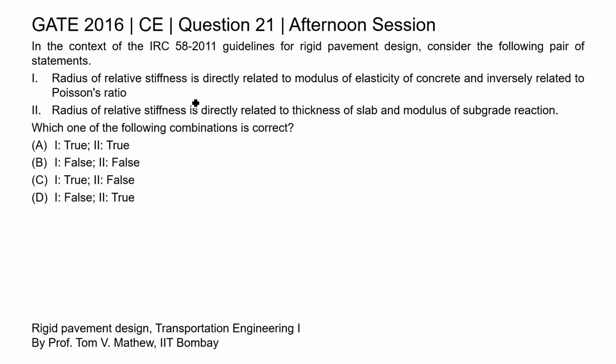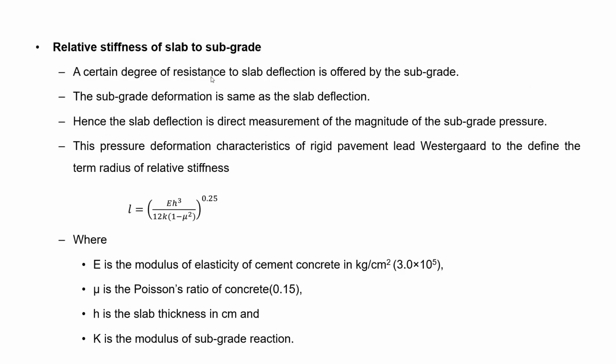So, in this question, two statements are given in the context of IRC 58 2011 guidelines for rigid pavement. We need to identify which statement is correct. This question is from the topic of design of rigid pavement. You may study about design of rigid pavement and all these terms, radius of relative stiffness and other related topics in detail in the lecture Rigid Pavement Design, Transportation Engineering 1 by Professor Tom V. Mathew, IIT Bombay. So, let us recall the radius of relative stiffness.